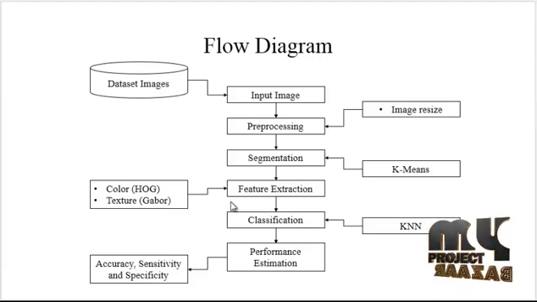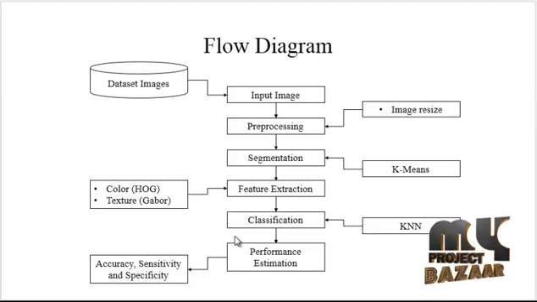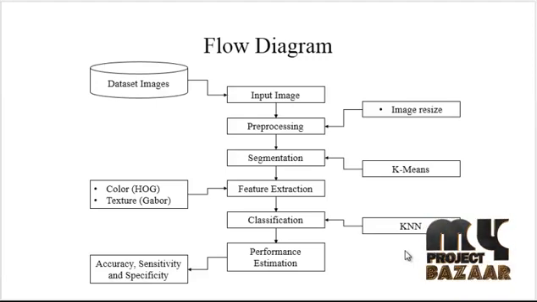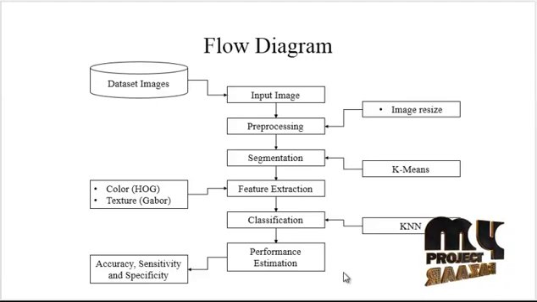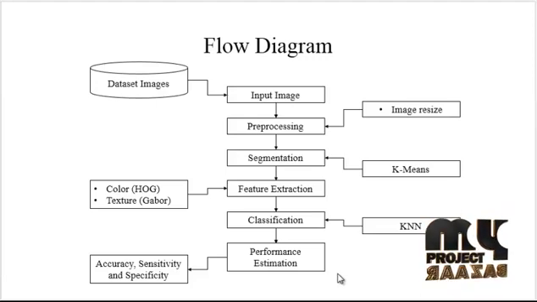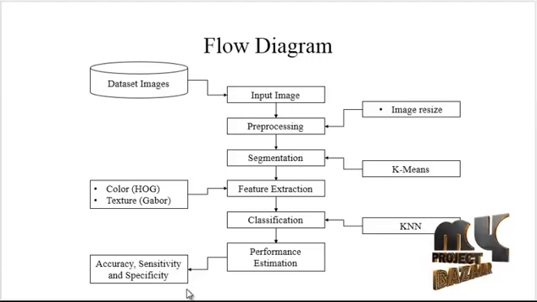Next to the feature extraction, we do the classification. In this classification, we use the k nearest neighbor, kNN, classification method to classify whether the input is fire or non-fire. After doing all this, we have to find out the performance of the process. The performance will be evaluated by means of accuracy, sensitivity and specificity. These are the three parameters to justify whether our process is efficient or not.